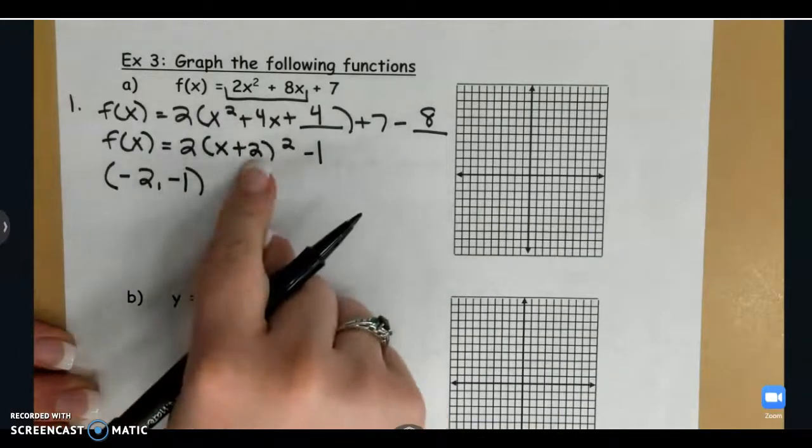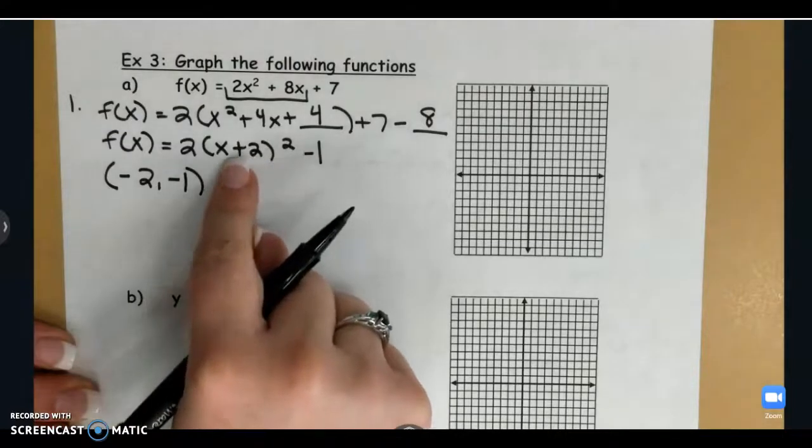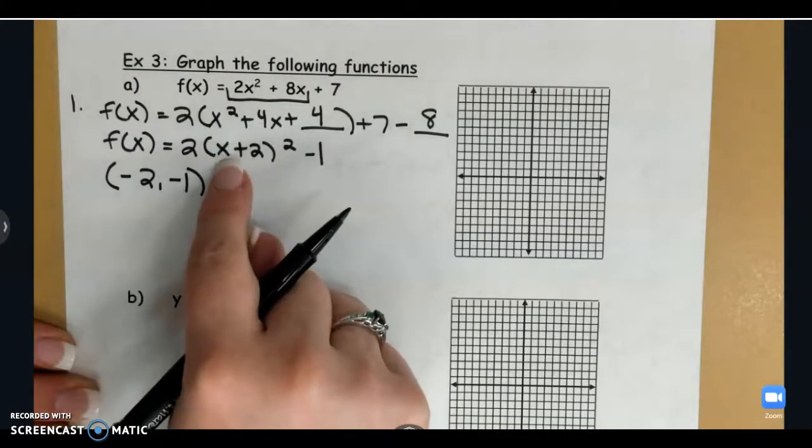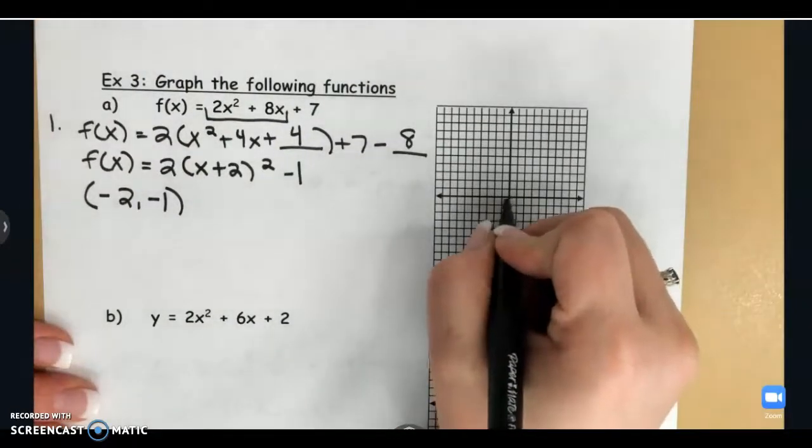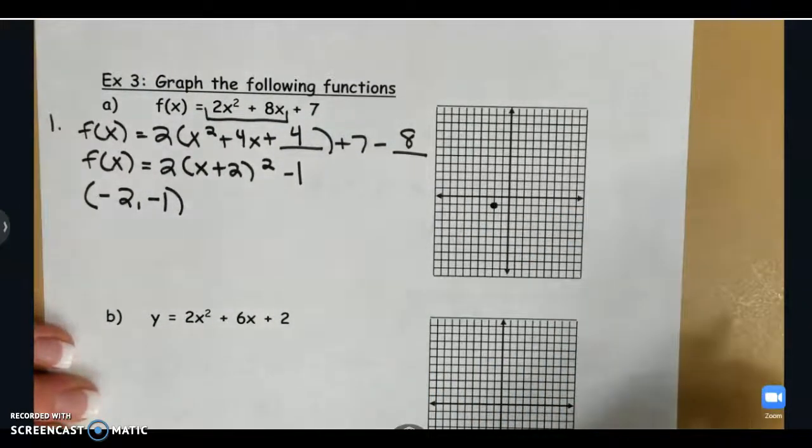Now remember, it's x minus h. So because I have this plus 2 here, that means that it was x minus -2, which became positive. So my vertex, I'm going to go ahead and plot it, -2, -1.